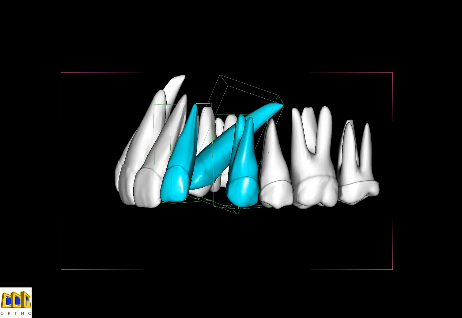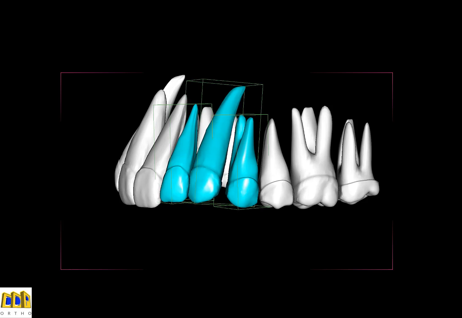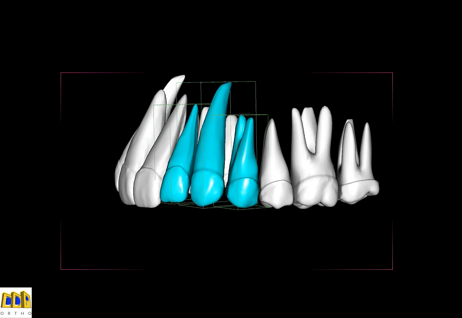You have to rotate the tooth in three planes of space, and the apex has to move mesially and buccally, while the crown moves distally and also labially.